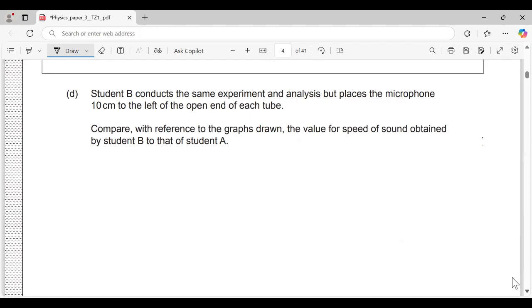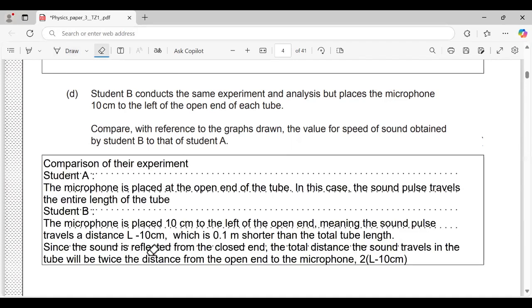Student B conducts the same experiment. There is another student B. Student B conducts the same experiment and analysis, but places the microphone 10 centimeters to the left of the open end of its tube. Compare, with reference to the graph drawn, the value for speed of sound obtained by student B to that of student A. I have provided my explanation about it.